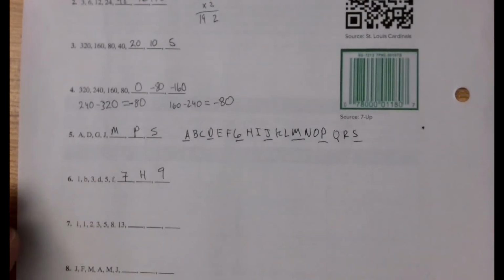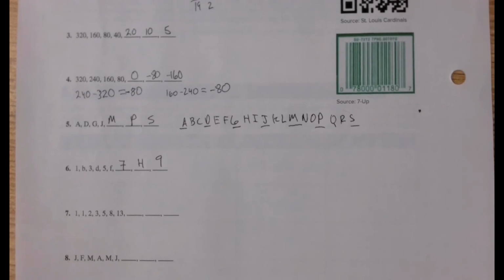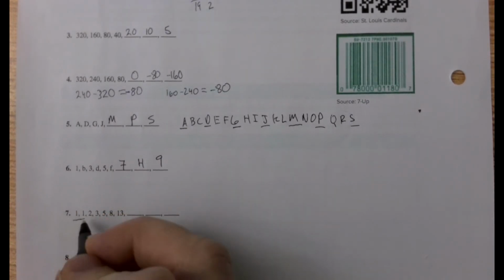Now this last one, or this number 7, is a very famous sequence of numbers. My daughters were watching Odd Squad the other night, and they had it on Odd Squad. This is called the Fibonacci sequence. What it does is you have 2 starting values, and then you add the 2 numbers together to get the next one.